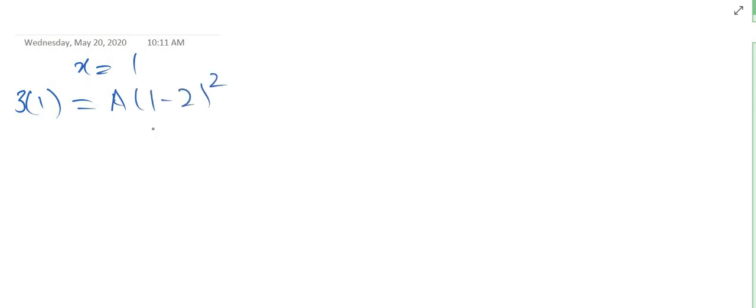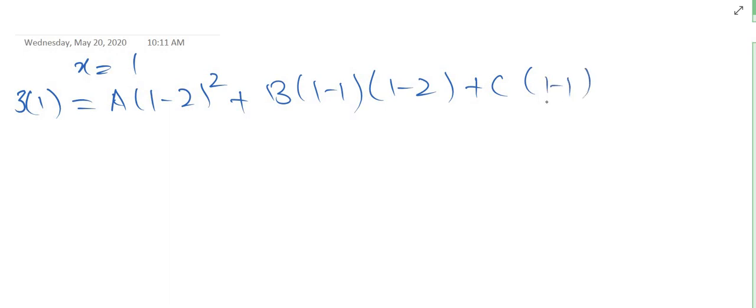Substitute x equal to 1, or replace x by 1, plus b into 1 minus 1 into 1 minus 2, plus c into 1 minus 1. So 1 minus 1 is 0, 0 multiplied by c is 0. 1 minus 1 is 0, 0 multiplied by b is 0. 1 minus 2 is minus 1, and minus 1 square is 1. So a times 1 is 1, so a is 3.